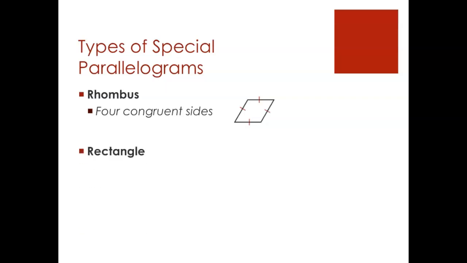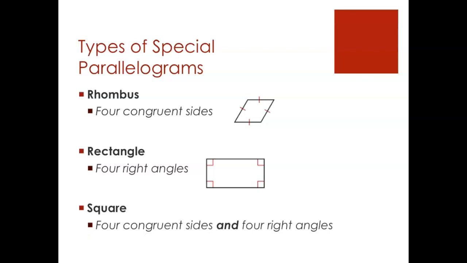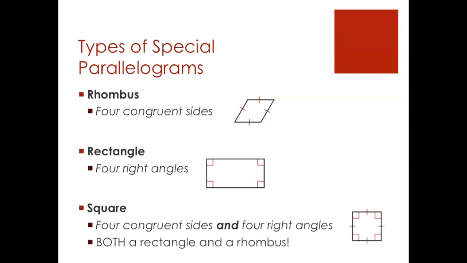Next we have a rectangle. A rectangle is a type of parallelogram, but in particular, all the angles that are formed are right angles. And then the last one is a square, which is a combination of a rhombus and a rectangle in that it has all sides congruent to each other and all the angles are right angles. So that is a square, and you can think of it as being both a rectangle and a rhombus put together.